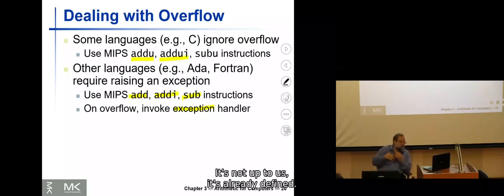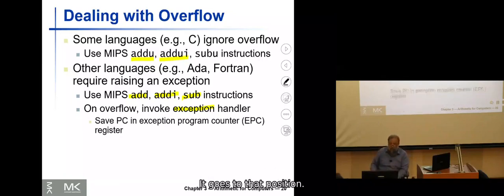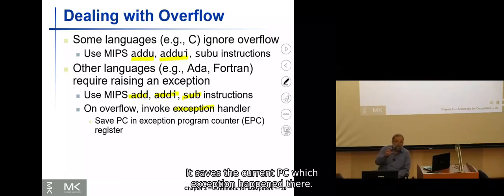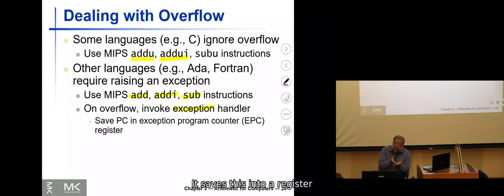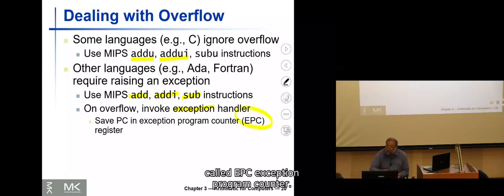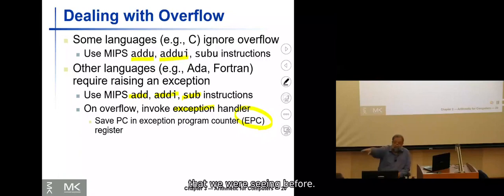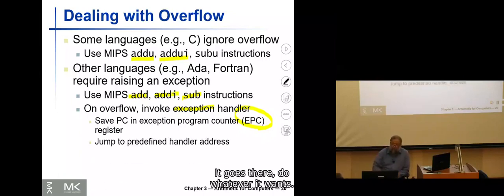It's not up to us. It's already defined. It goes to that position. It saves the PC, the current PC, at which the exception happened. It saves this into a register called EPC, exception program counter. It was not among the 32 registers that we were seeing before. It is another register, the exception program counter.